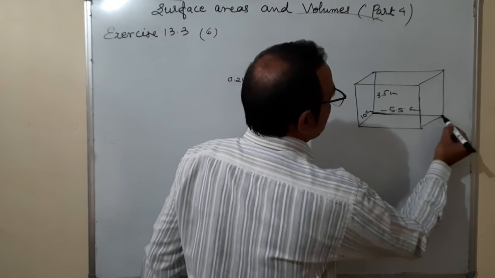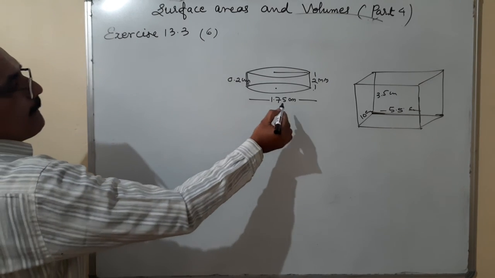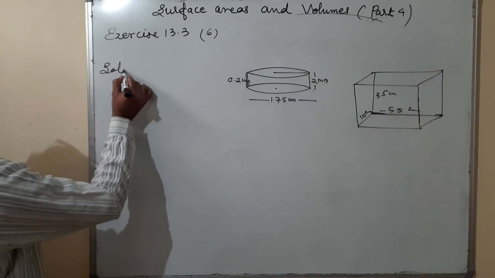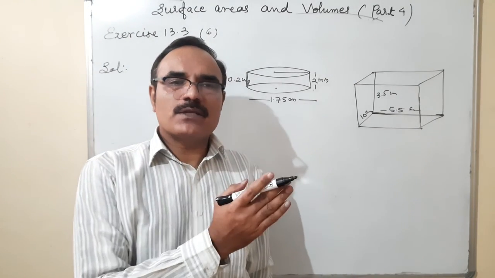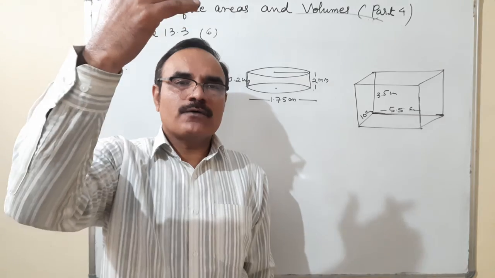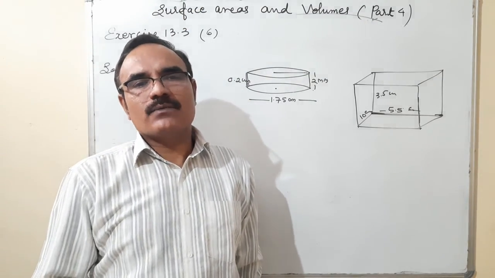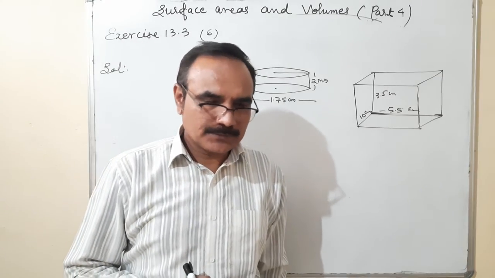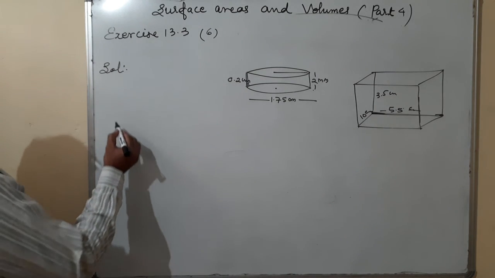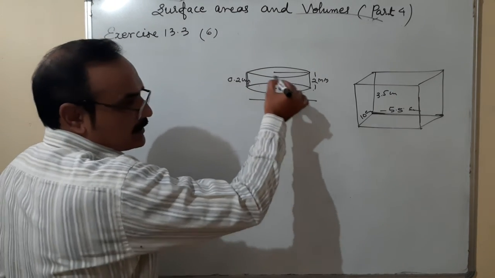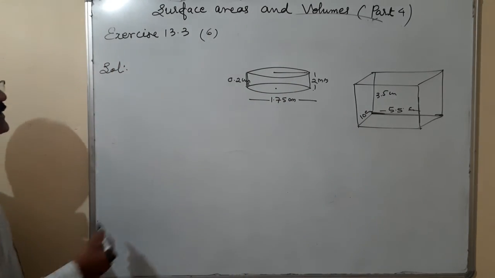So we are finding how many silver coins, what should be done? A simple way for finding how many silver coins: number of silver coins is equal to volume of cuboid upon volume of a silver coin. This is a formula. So I am using that formula directly. Because these silver coins are melted and recast into the form of a cuboid, their volumes remain the same.